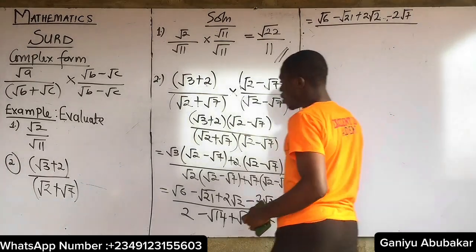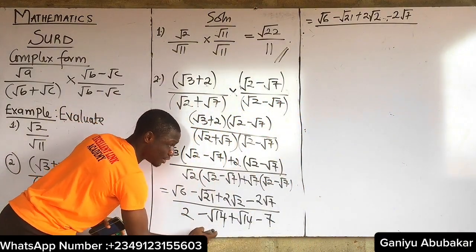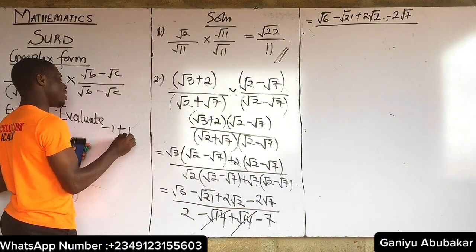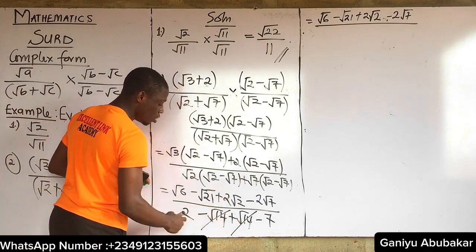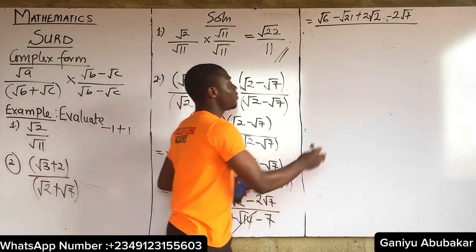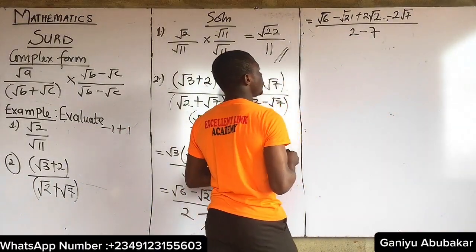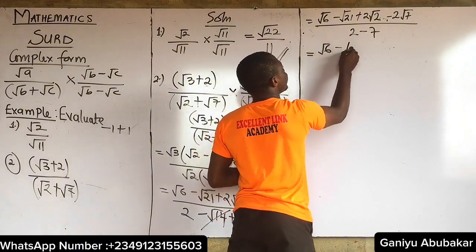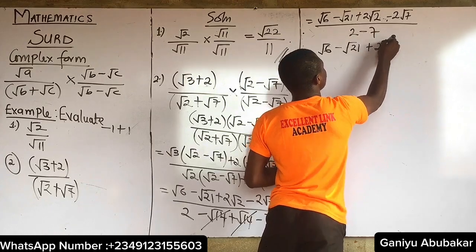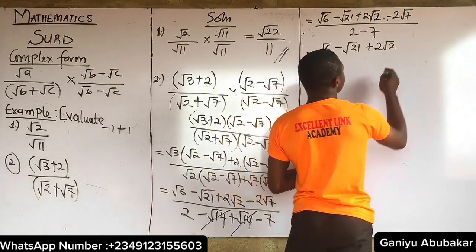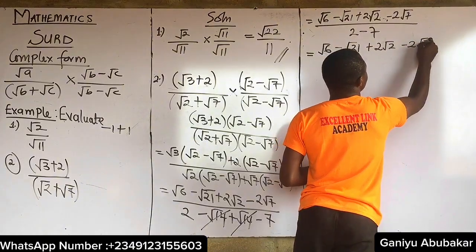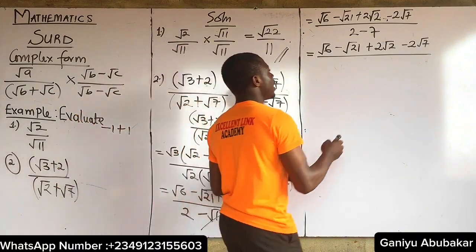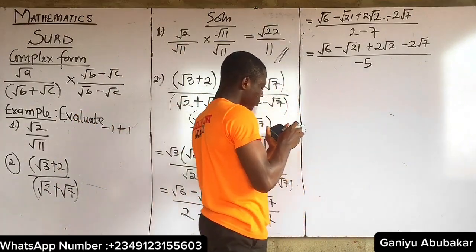So all over, observe that minus root 14 plus root 14 cancel out. So minus 1 plus 1, that's 0. So minus 14 plus 14, that's 0. Left with what? 2 minus 7. At this point here, I'll get my value here. I'll be having root 6 minus root 21 plus 2 root 2 minus 2 root 7 all over 2 minus 7, which will give minus 5. So I'm correct.